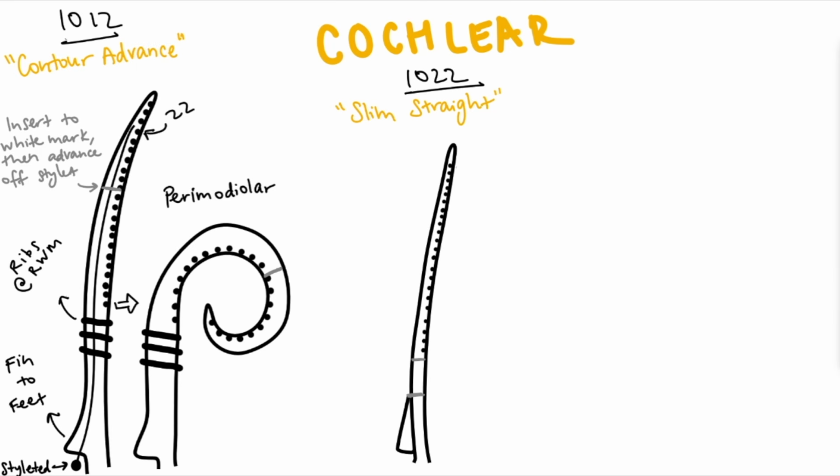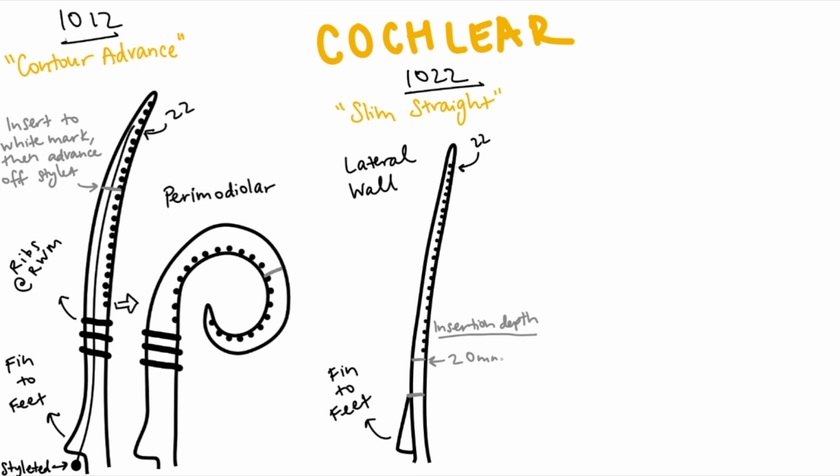Their next electrode is the 1022, also called the slim straight electrode. This is a lateral wall electrode with 22 contacts. There's also a fin which should be oriented inferiorly during insertion. As with other lateral wall electrodes, you simply advance this one through the round window. There are 2 white lines which tell you the insertion depth. If you stop inserting when the first marker is at the round window, it's been inserted 20 millimeters. At the second mark, it's been inserted 25 millimeters.